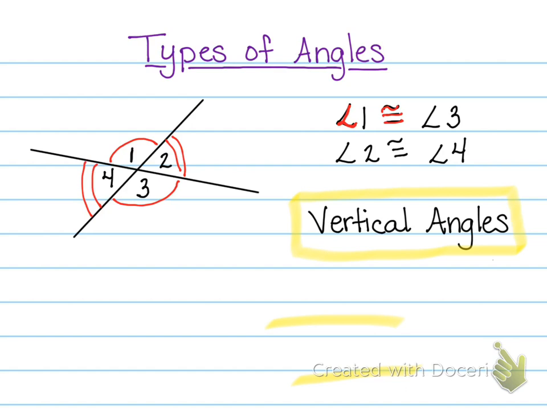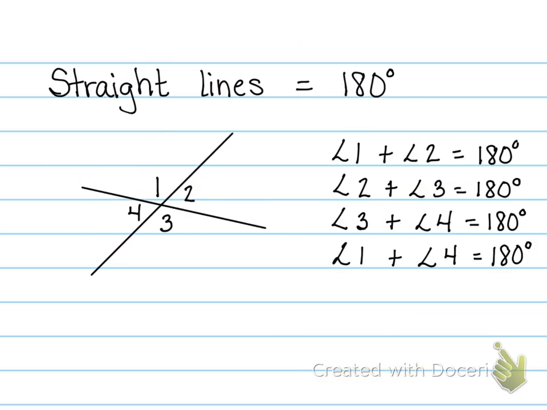So know that when I say vertical angles, when they are two across from each other, they're vertical and they have the same value. So the next thing we need to talk about are straight lines. Straight lines always equal 180 degrees.